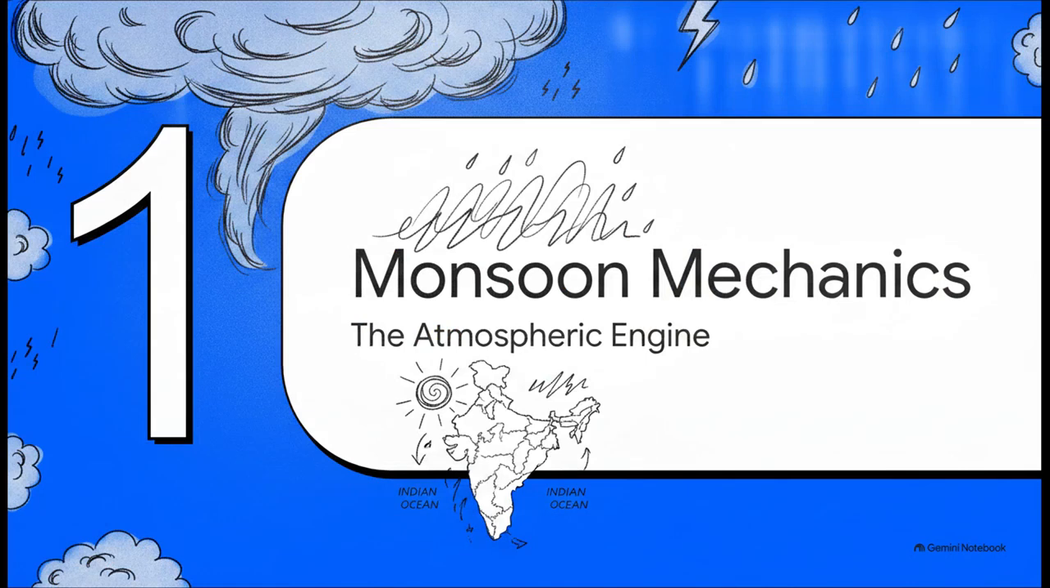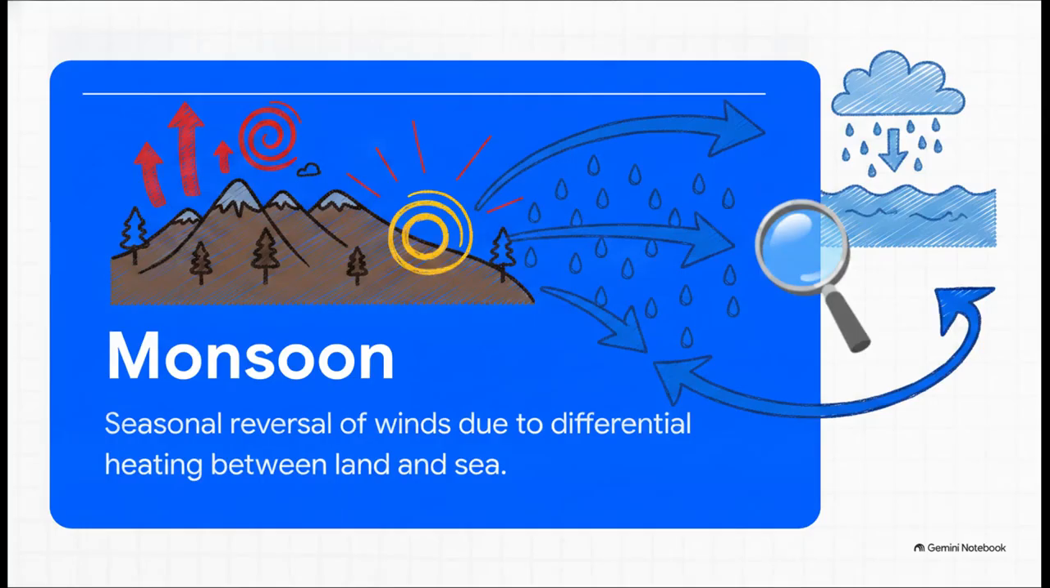Okay, starting with part one, the mechanics of the monsoon, or the atmospheric engine. Let's look at how this whole thing actually starts. At its absolute core, the monsoon is defined by a seasonal reversal of winds, and it all comes down to differential heating. During the summer, the massive Indian landmass heats up way faster than the surrounding Indian Ocean. So all that hot air over the land rises, and it creates this huge low-pressure zone.